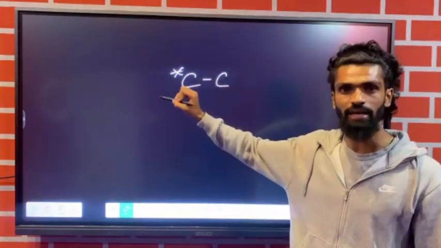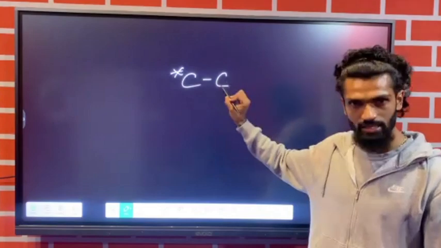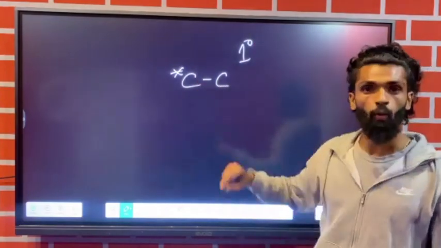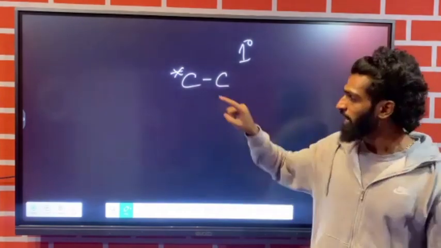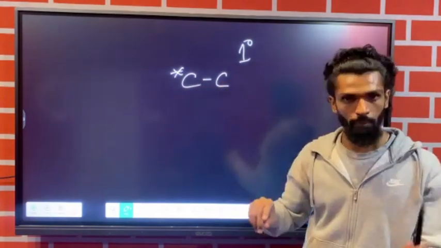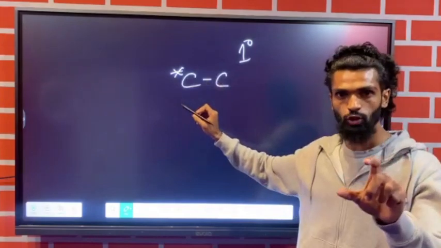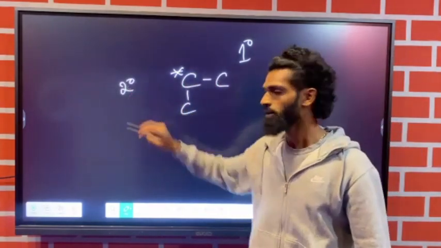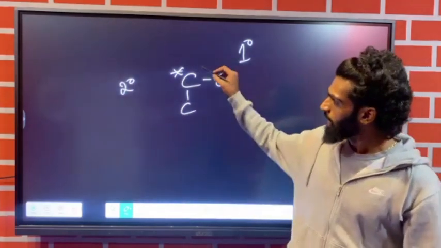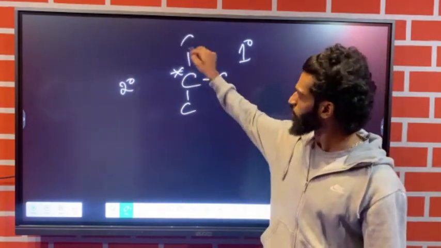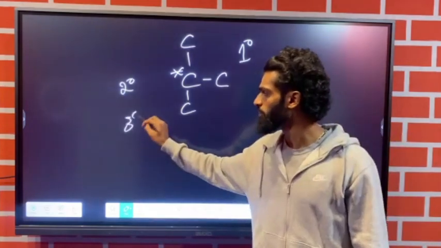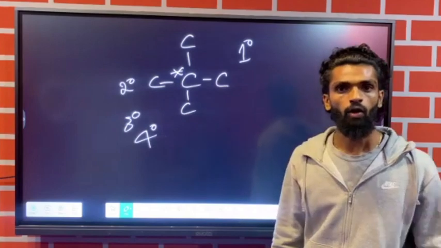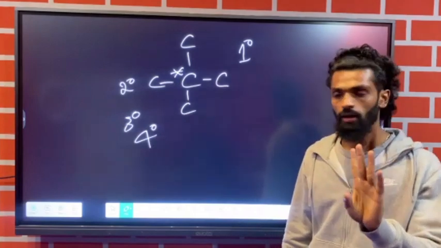If the C star carbon is attached to a regular carbon, this will be called primary carbon. Which one? This one. Why primary? Primary meaning 1. It is attached to one extra carbon, therefore primary. But let's say C star got attached to two carbons, one here, one here. Then this will be called secondary, 2 degree. Next. Let's say C star is attached to one more carbon, 3. Tertiary. Let's say C star is attached to 4. Quaternary.